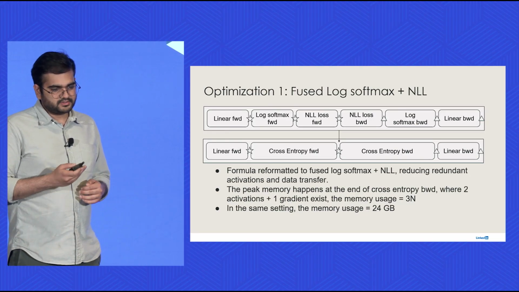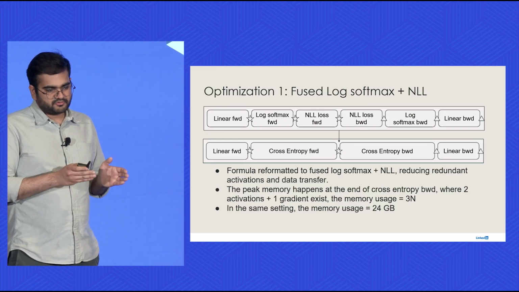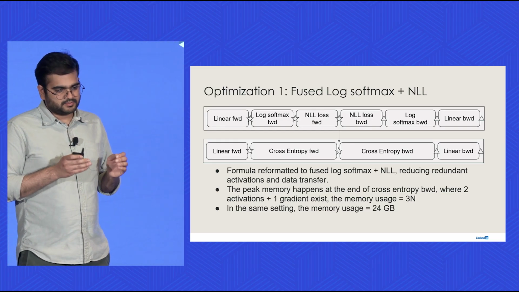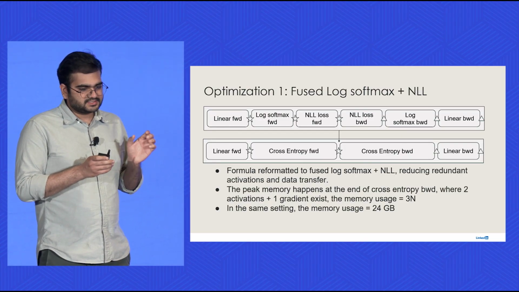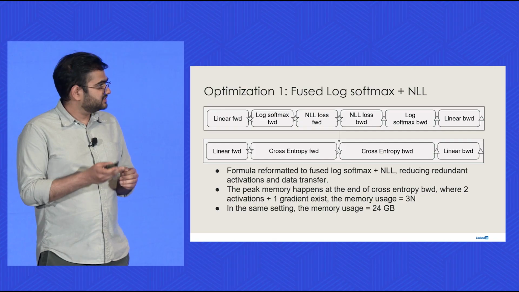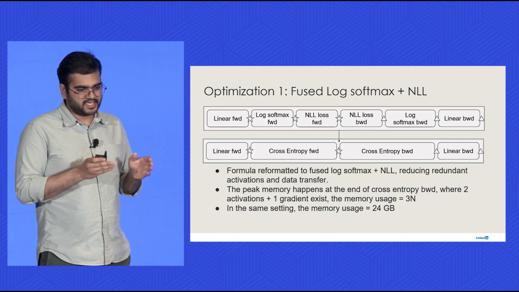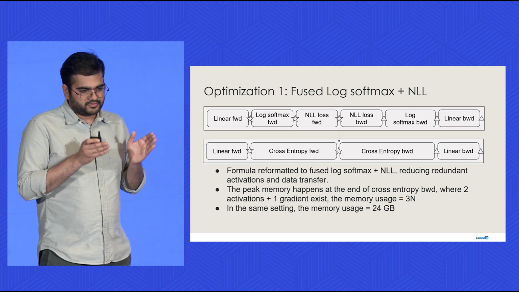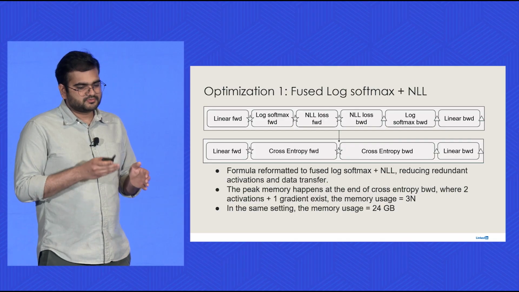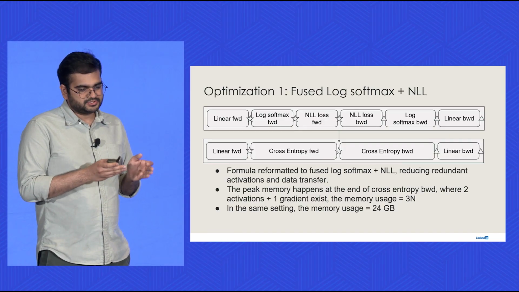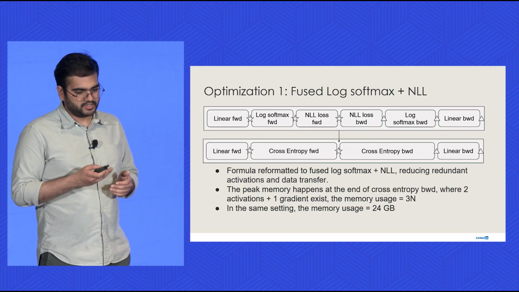One very obvious thing you can do here is combine the log softmax and the NLL loss kernels. You can rewrite the formula in such a way that you can combine these two kernels and get a single cross entropy kernel. In fact, this is what is done in the torch nn functional cross entropy function. They have a very optimized cross entropy function which can do the forward and backward for you. Doing this essentially reduces one activation, and the memory usage comes down to 3n. So in our example, it comes out to be 24 GB.